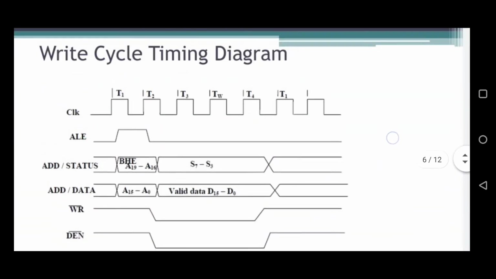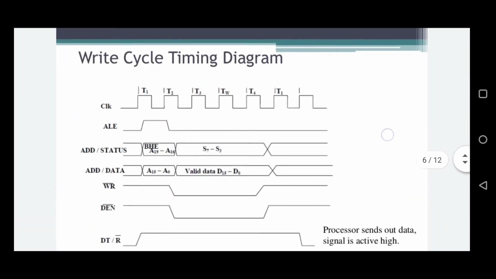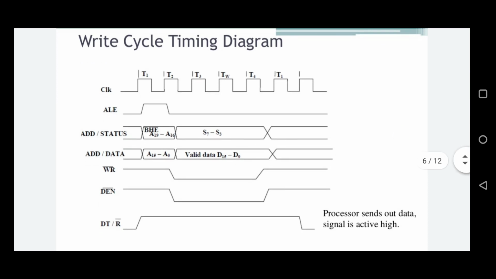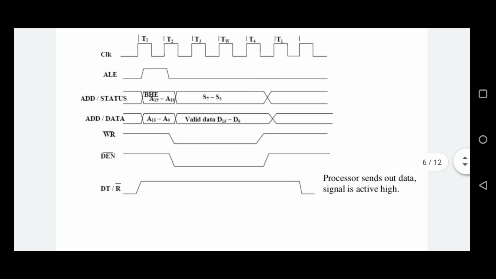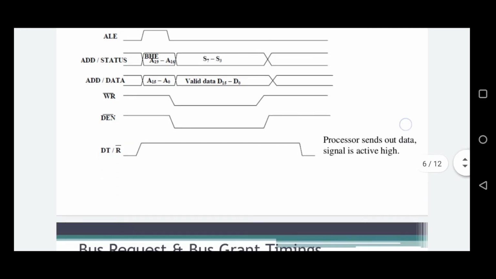And coming to the write cycle timing diagram, it is almost the same except for some signals. For example, there are two differences. One is the write signal and the other one is DT/R, that is data transmit or receive. As we discussed before in the read cycle timing diagram, the ALE is enabled during the T1 clock cycle. During T1 the addresses are valid. During T2, T3, T4 the status and data are valid. And here the write is also an active low pin. This write signal is activated in the T2 clock cycle and ends at the T4 clock cycle. The last signal shows the processor sends out data, and it is an active high signal.